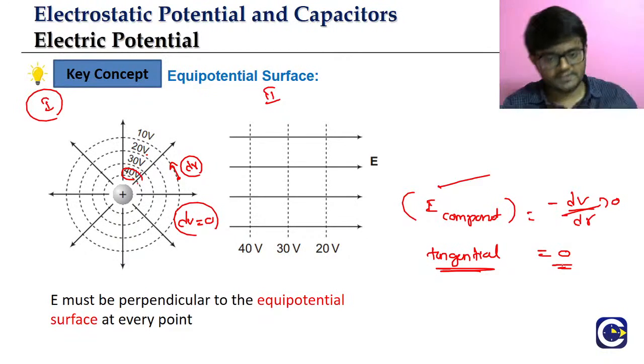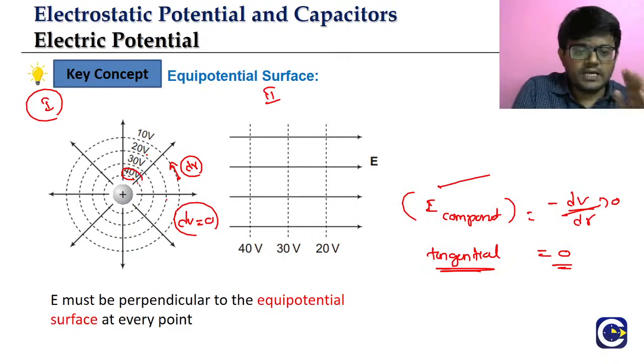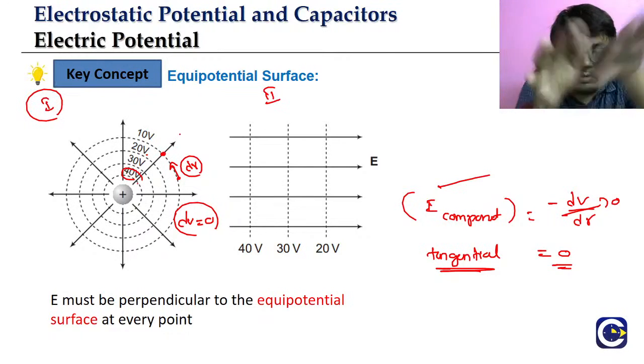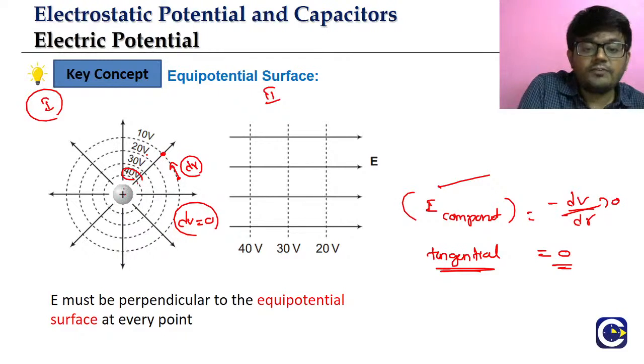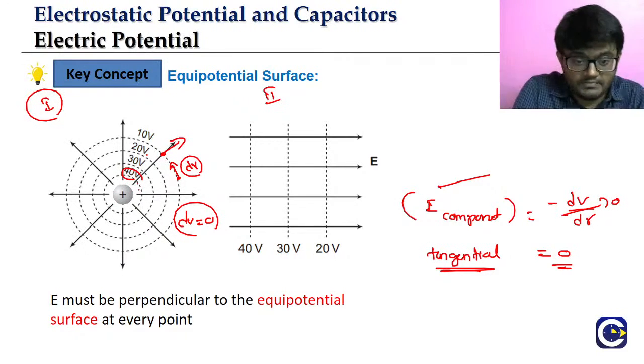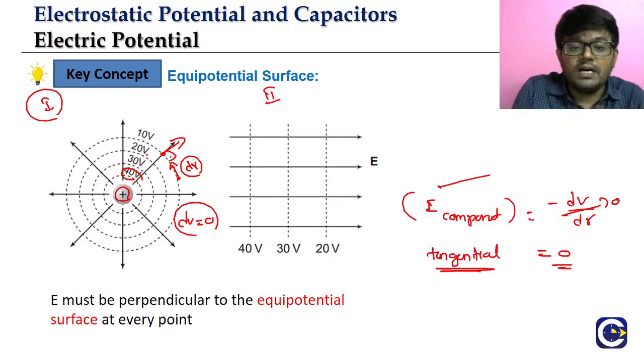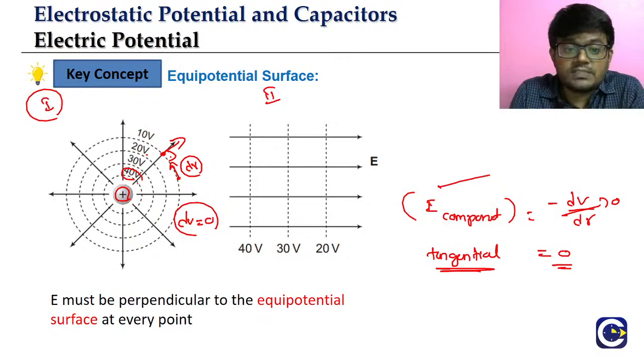Normal to the surface. The electric field, right? So you look at this particular equipotential surface because of a point charge. The field will be radially outwards if the charge is a positive charge. The electric field will not have a component along the equipotential surface or tangential to the equipotential surface.